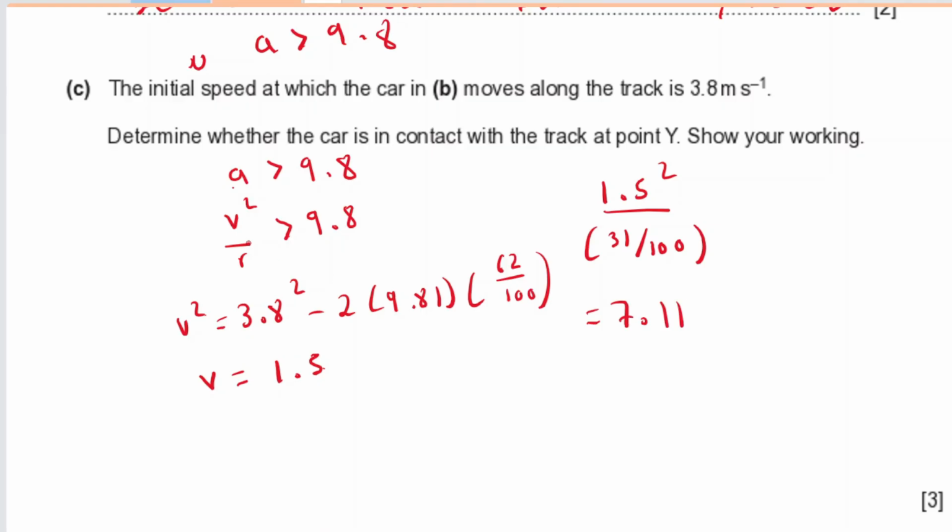That means that 7.11 is not greater than 9.8, and hence it will not stay on the circular track, so it will actually fall off. So the car is not in contact. Okay, so that's your final answer. It's not in contact.